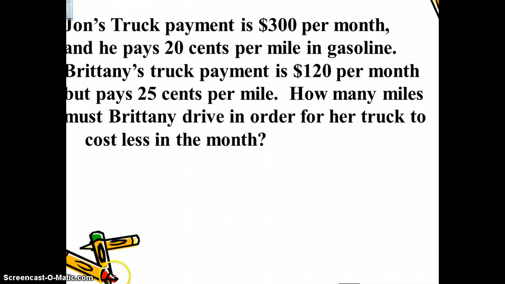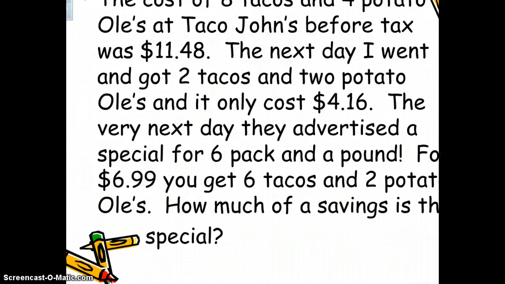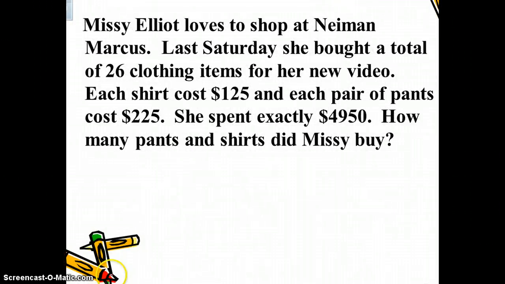Okay. One more problem here. I'm going to skip that one. Let me do a different one here. It's too big. You can't even read the whole thing. Here we go. Missy Elliott loves to shop at Neiman Marcus. Last Saturday she bought a total of 26 clothing items. Wait a second. There it is again. A total of 26 items. I think that's going to be my first equation. All the items add up to 26. What did she buy? She bought shirts that cost $125. She bought pants that cost $225. Must be leopard print or something crazy like that. And she spent $49.50. It'd be nice to have that kind of money to spend.